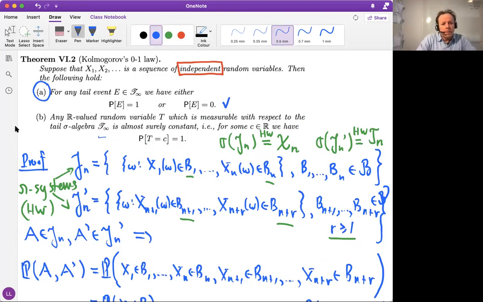Part B I will leave as homework reading. It's a simple consequence of A.